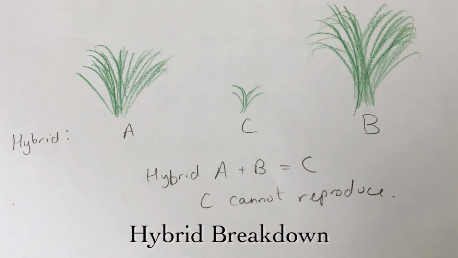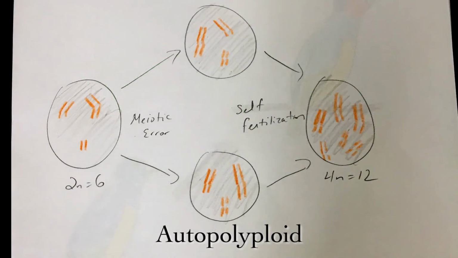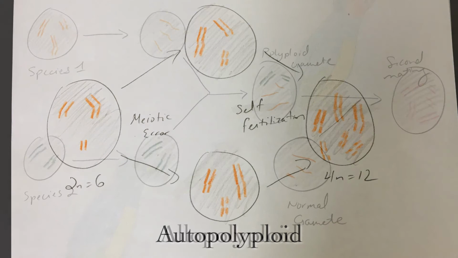Hybrid breakdown is a type of reproductive failure that appears after the F2 generation of crosses between different species or subspecies. An autopolyploid is an individual or strain whose chromosome complement consists of more than two complete copies of the genome of a single ancestral species.